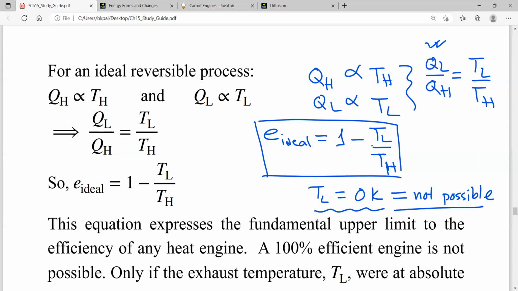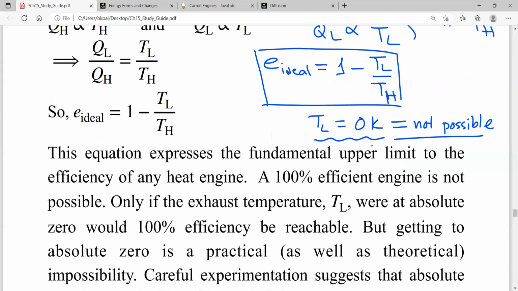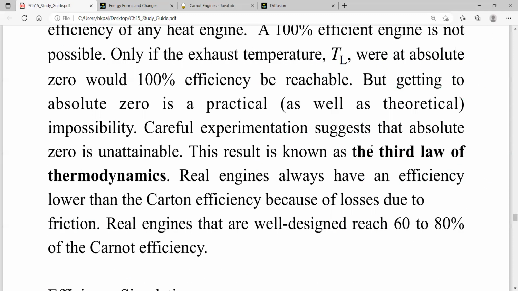This result is known as the third law of thermodynamics. The third law of thermodynamics tells us that 0 Kelvin is not possible, and because of that, ideal efficiencies cannot be equal to 100%. It is always less than 100%. So you see that theoretically even efficiency cannot be 100%. And of course, this is the theoretical efficiency where the friction is ignored.